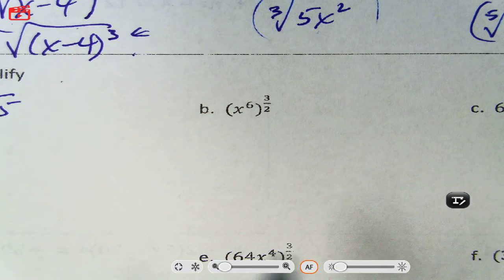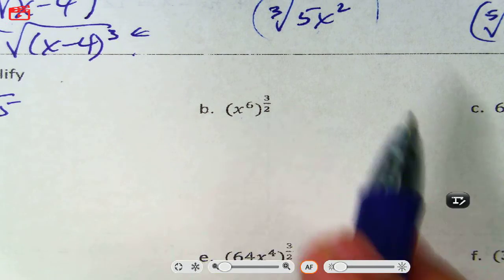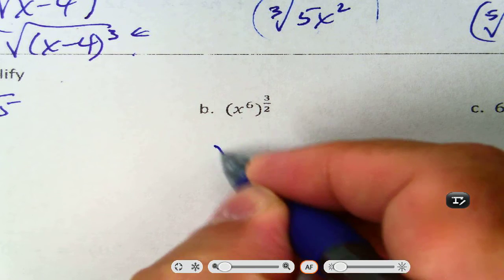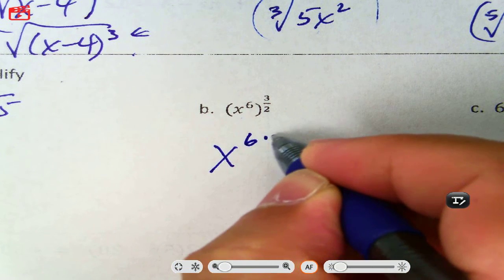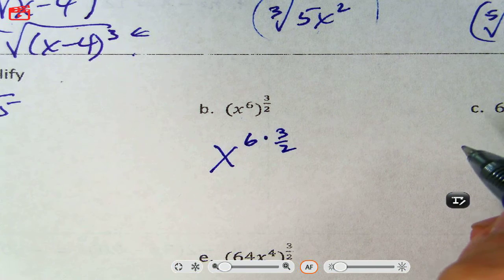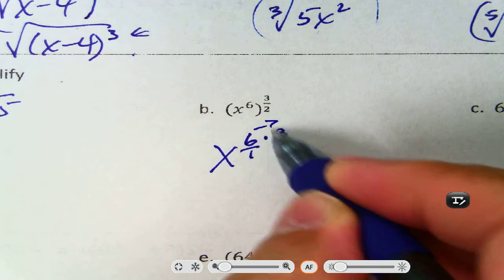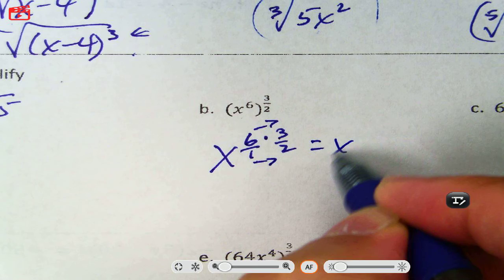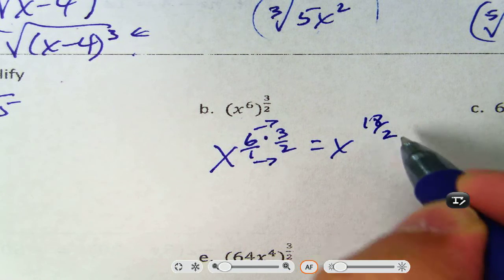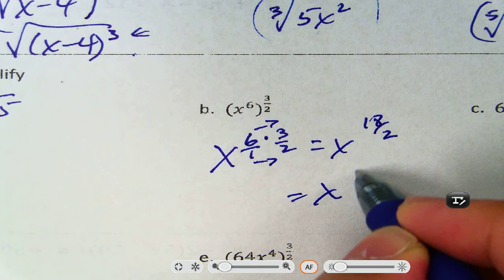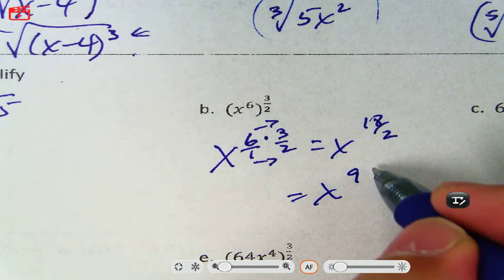Here, you now have an exponent with an exponent. And whenever you have that situation, all you do is multiply the exponent. So 6 times 3/2. And to multiply fractions, remember every whole number has a 1 underneath. You're going to multiply straight across. So that becomes x to the 18/2. Reduce 18/2 and you get 9. So the final answer is x to the 9th.